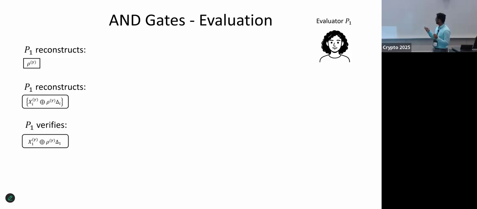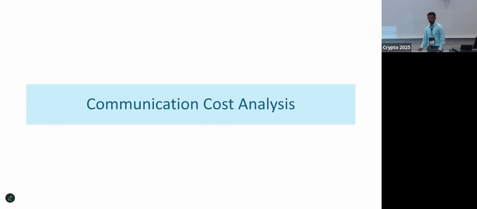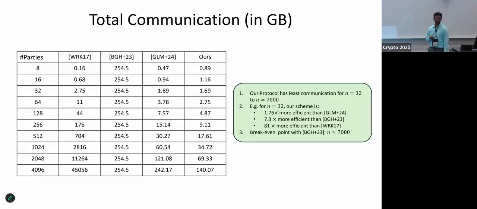And the party reconstructs this value rho gamma, and it reconstructs all the associated labels and verifies its label with respect to delta 1. And this ensures that the invariant also holds for the output wire of AND gates in our construction. Now, coming to the communication cost analysis of our protocol.